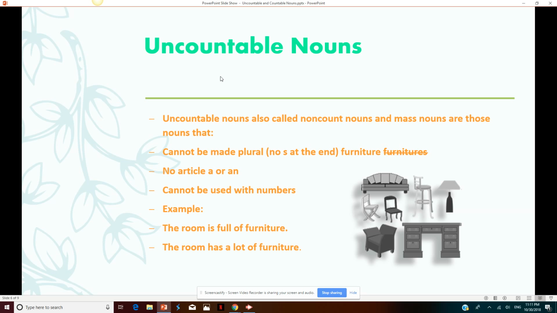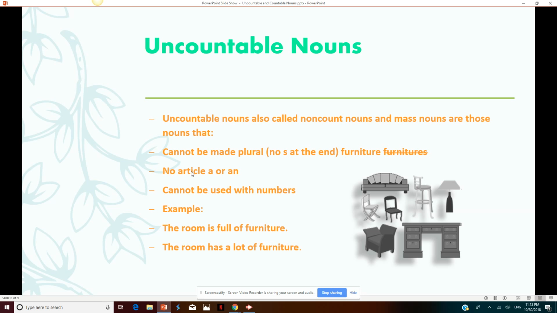So also to summarize and remember this rule, uncountable nouns. We're going to review the rules of uncountable nouns. Uncountable nouns, also called non-count nouns and mass nouns, are those nouns that cannot be made plural. So we're never going to put an S at the end of the word. For example, furniture is an uncountable noun, and we can never say furnitures.